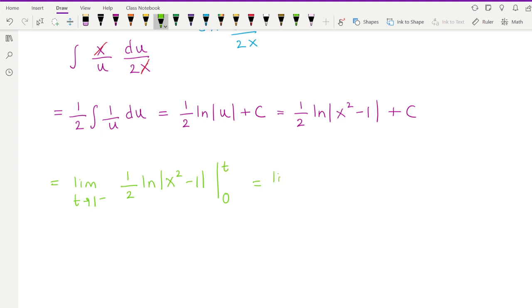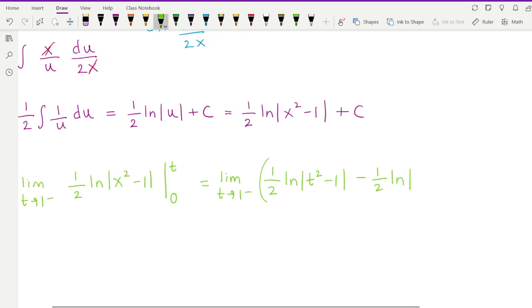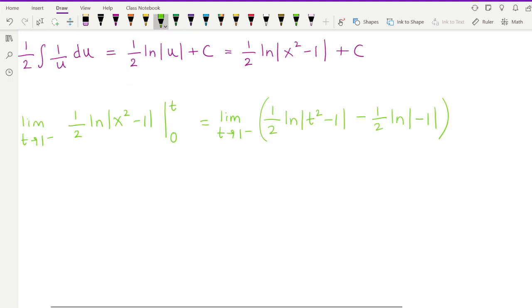So we're going to get the limit as t approaches 1 from the left of 1/2 times ln of absolute value of t squared minus 1. And then from this, we're going to subtract, actually, well, I'll put the 1/2 both times. I could have factored it out, but I'll just leave it here. So 1/2 times ln of absolute value of 0 squared minus 1. So that's ln of absolute value of negative 1. So just plugging in the bounds. And so now we can continue to see what we can simplify here.